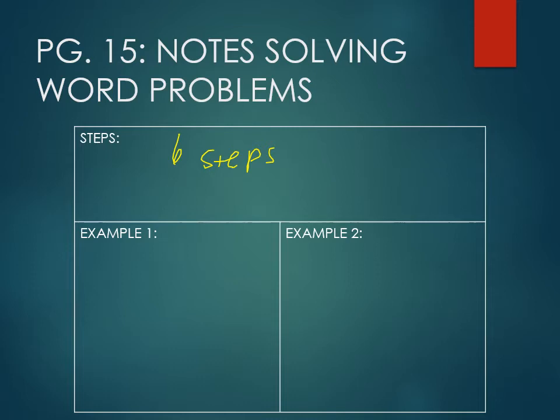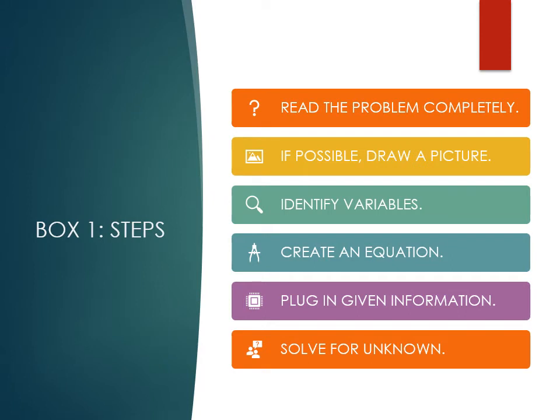So this is what we're doing. We have steps, example 1 and example 2. We're going to start with our steps. Here are our beautiful steps. In box 1 are our steps. Step 1 is to read the problem completely. Don't just skim through it. Don't say, I don't understand this, when all you did was read the first sentence. Read it completely. Step 2, if possible, draw a picture. Draw the illustration. Step 3, identify your variables. Label them on your picture. Make it make sense.